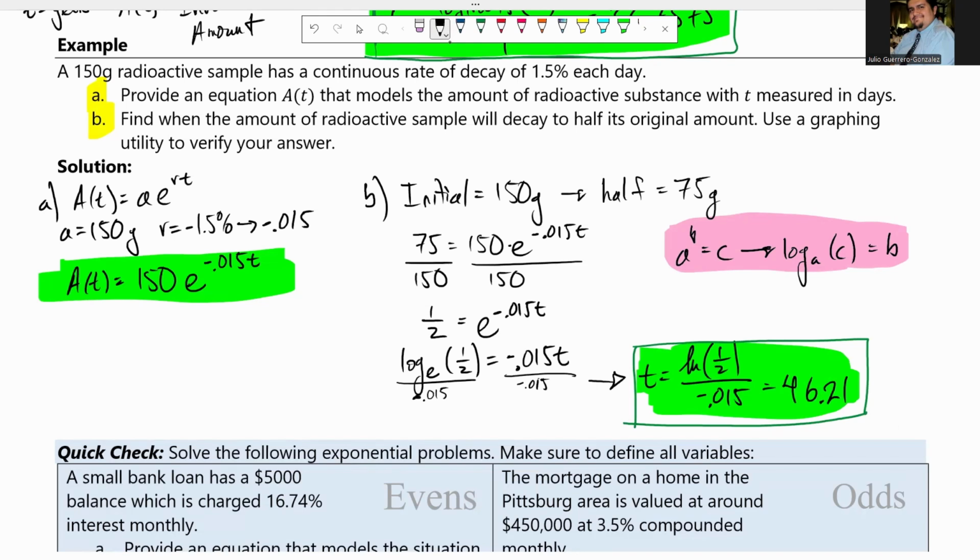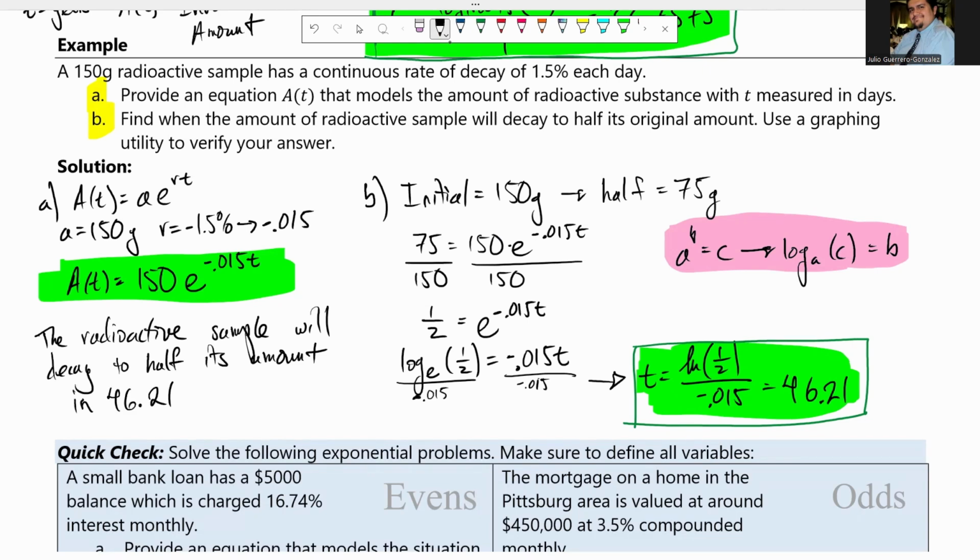So final answer, right? The radioactive sample will decay in 46.21 days. So that means this is what we just solved out.